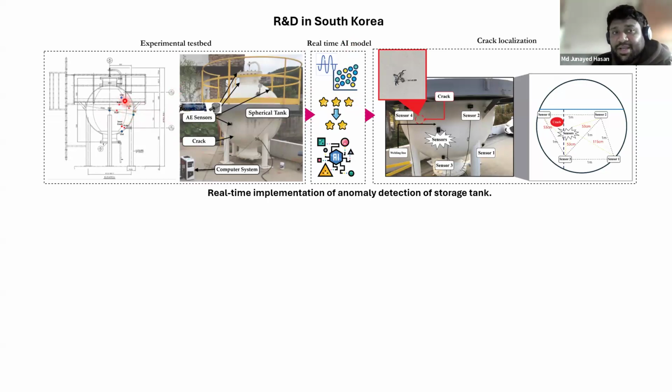When I downloaded this data and passed it to my model, the model gave a real-time prediction: where is the crack, and is it a crack or not? There was another computer for the operator. So they could see that there is a crack, and the location of the crack.